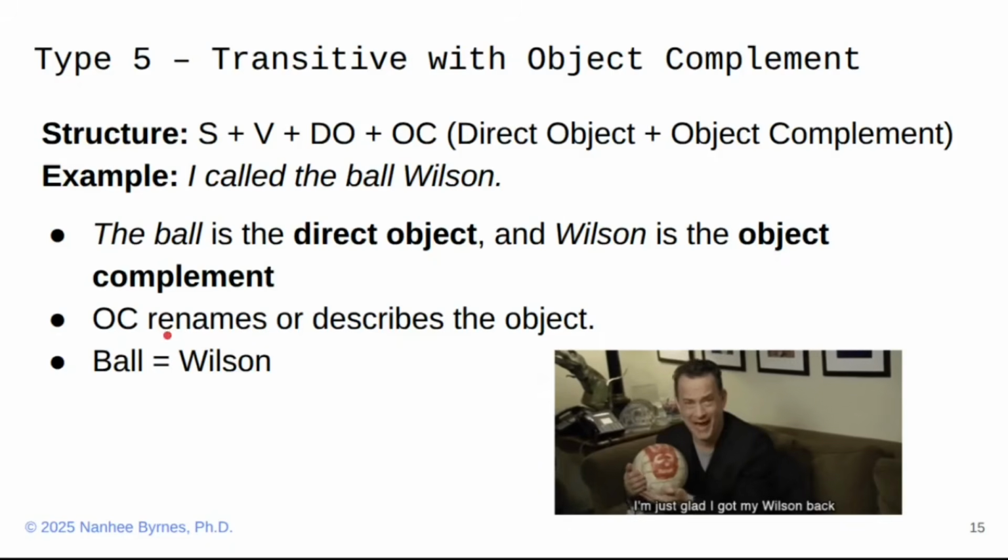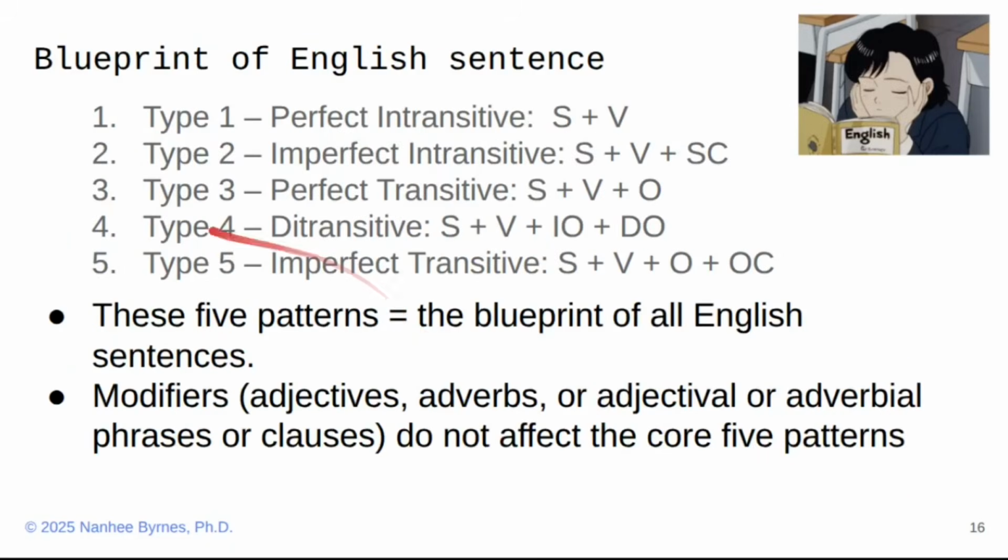And there it is, the secret blueprint of English sentences. You can decorate it with adjectives, adverbs, or entire phrases, but no matter how long or fancy your sentence becomes, these 5 core structures never change. They're like the skeleton under all the layers of language.